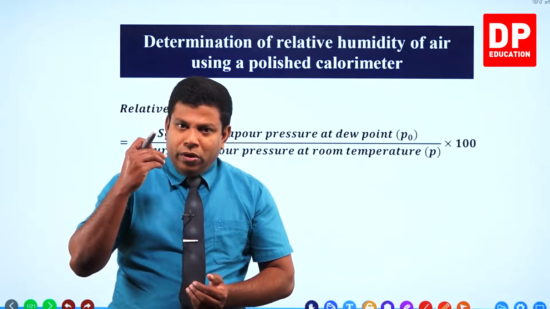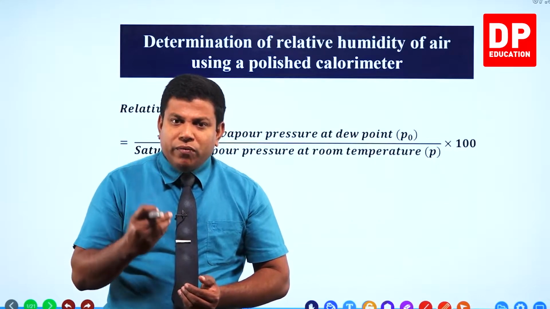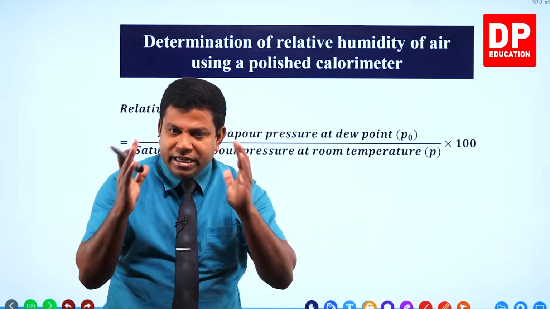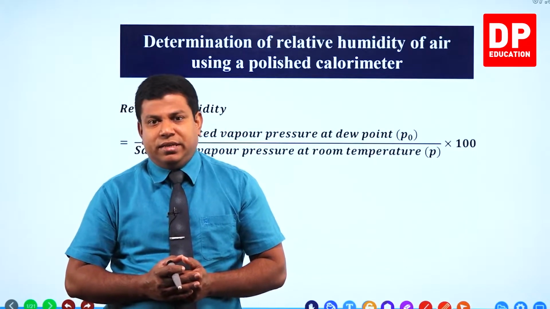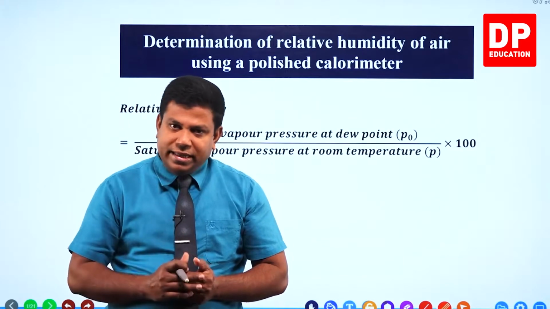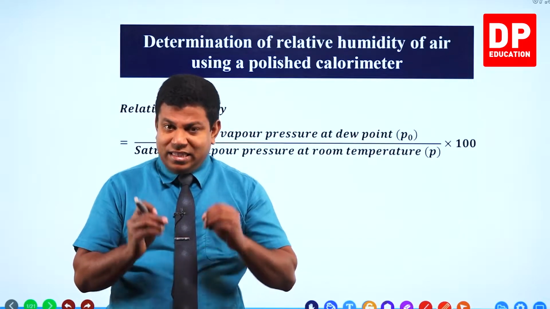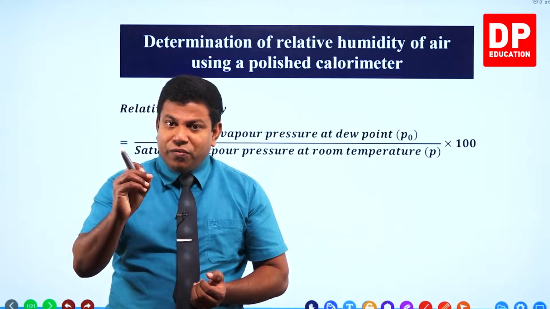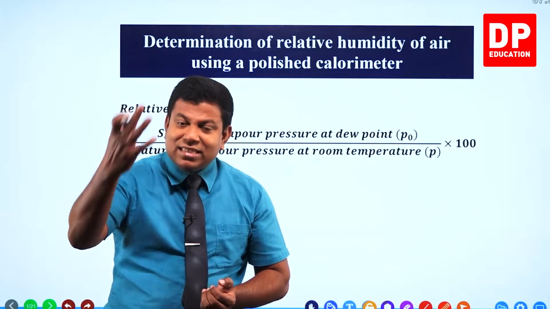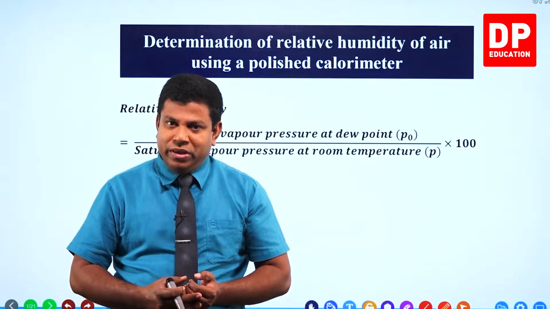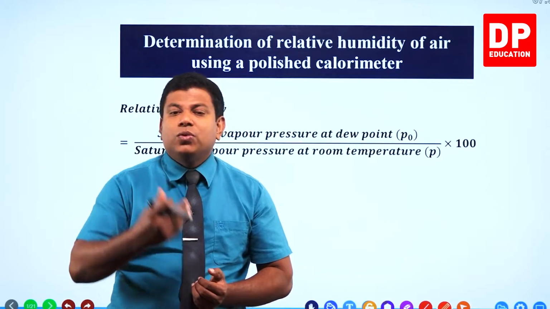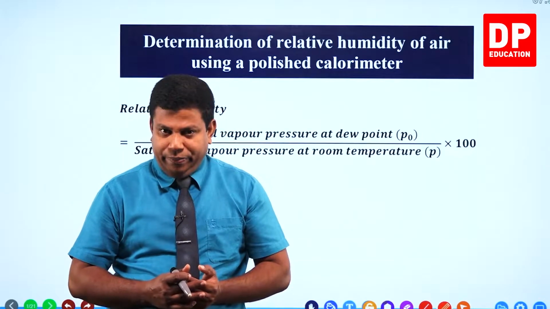So, the maximum amount of vapor that can be contained within a space, first we need to understand that. Then, at a given moment, how much vapor is existing in that unit volume? The ratio between those two is what we call relative humidity.